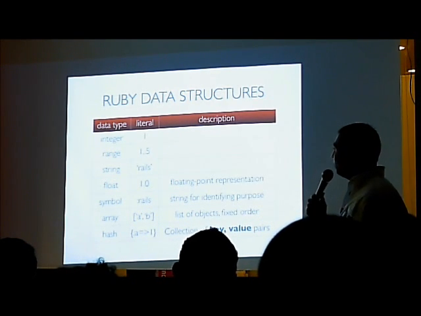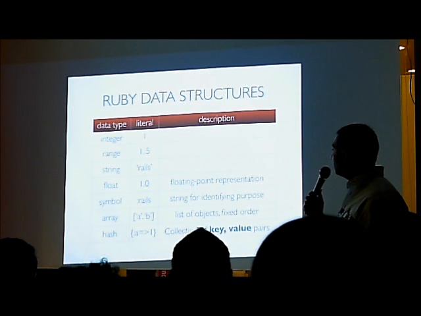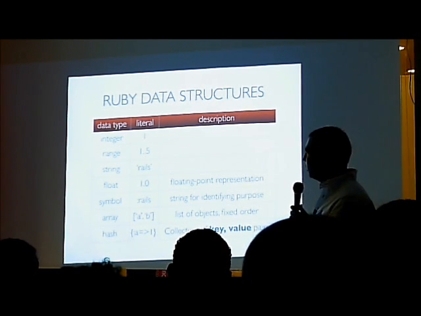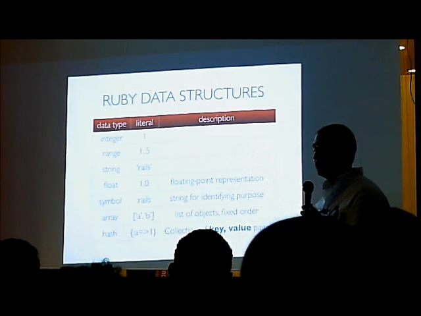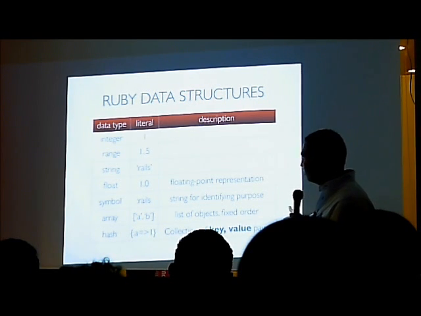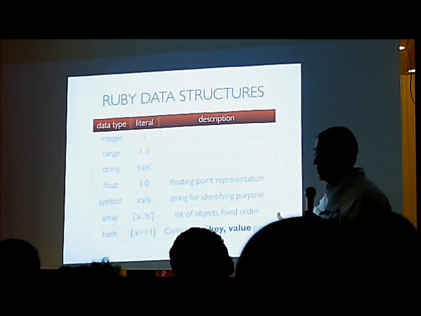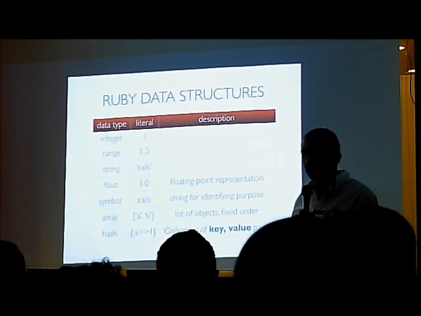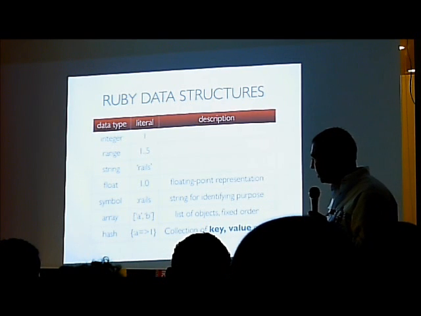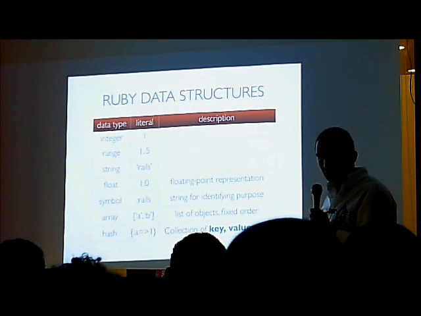A bit on Ruby data structures. There are integers, ranges. This is how we write a range. It returns a range. I'm more interested in talking about arrays and hashes. If you're using Ruby and Rails, you're going to be using a lot of arrays and hashes. But these are a few of the data structures that are available.